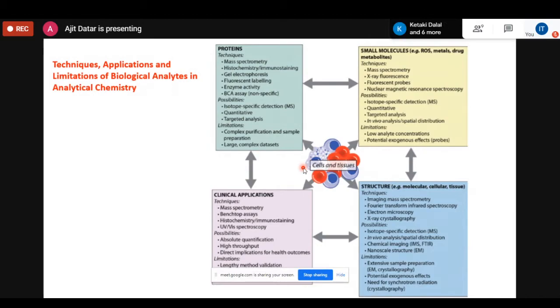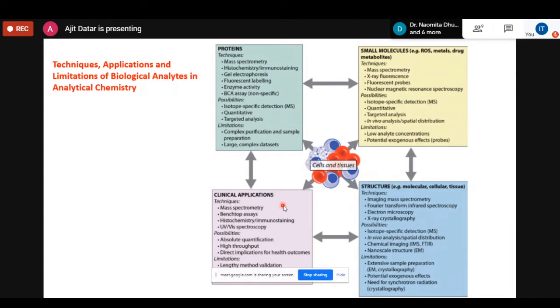Another thing is the potential exogenous effect that comes because of the matrix. Many times, whatever method you are using, especially when we talk about mass spectrometry, there is a possibility that the matrix can suppress the ionization, and whatever sensitivity you can achieve in the normal way, if that matrix is not there, you cannot even get anywhere near that because of these matrix effects.